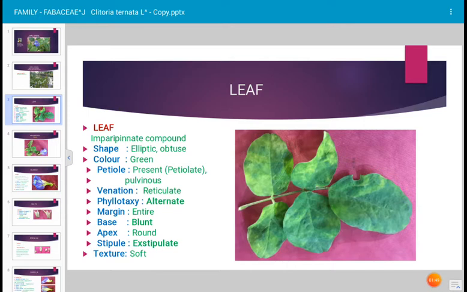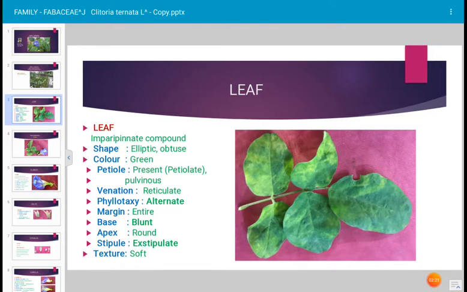Why is it called imparipinnate compound? Because it is a compound leaf, but it has an odd number of leaflets. There are 2 pairs of leaflets as shown in the photograph, but the uppermost terminal leaflet has no pair, and it is alone, present at the terminal region. When a compound leaf consists of an odd number of leaflets, that compound leaf is described as an imparipinnate compound leaf.